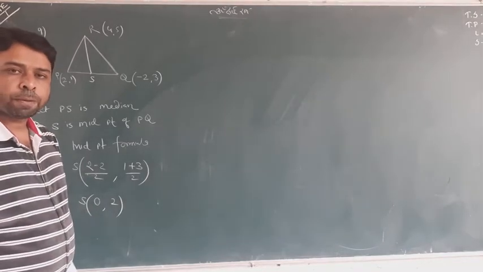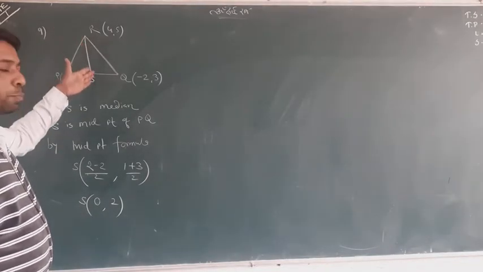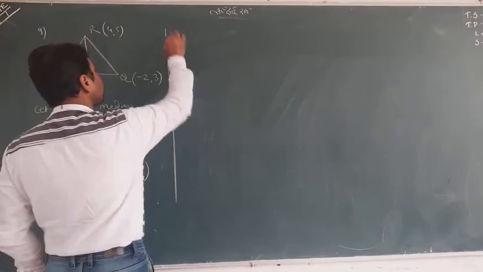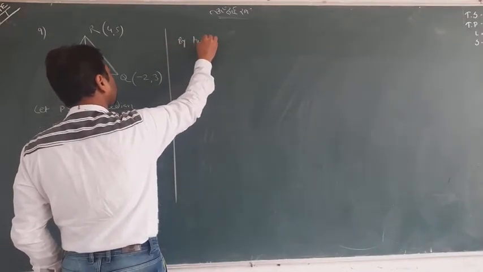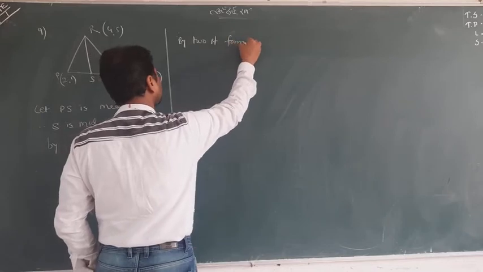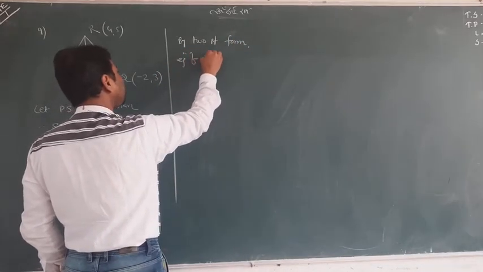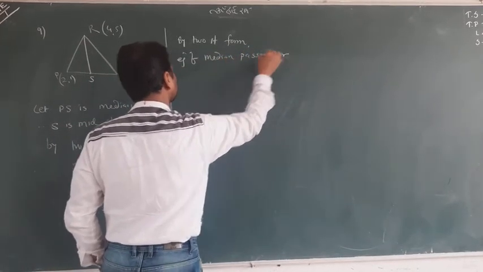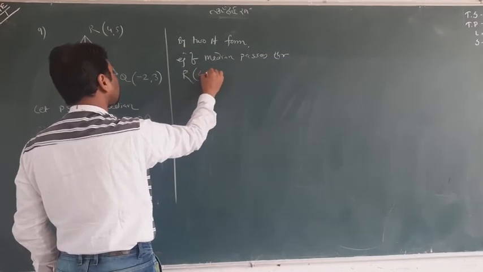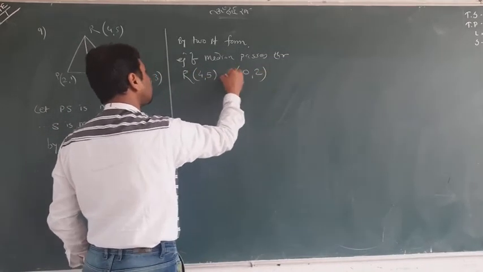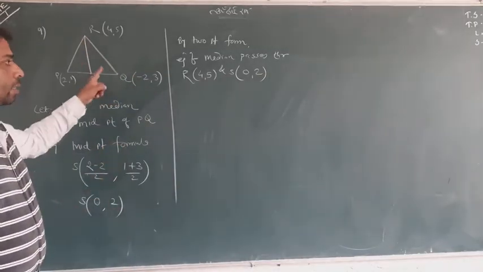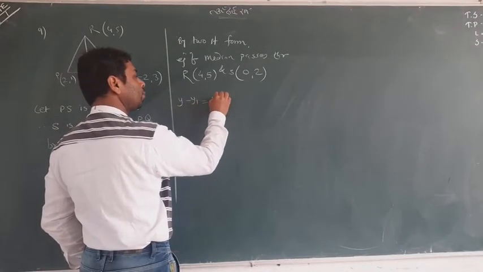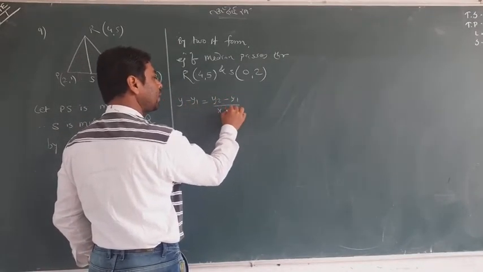Now focus on the fact that your line RS is passing through 2 points, R and S, and both are known. So by the 2-point form, the equation of the median passes through the points R and S. You can use x1, y1, x2, y2. Use the 2-point form.